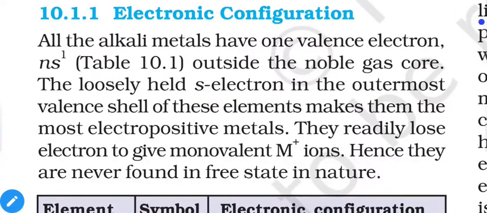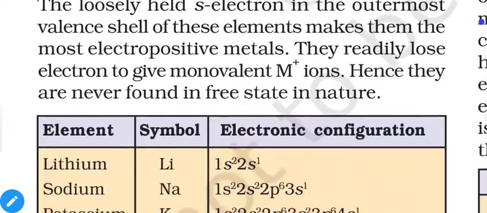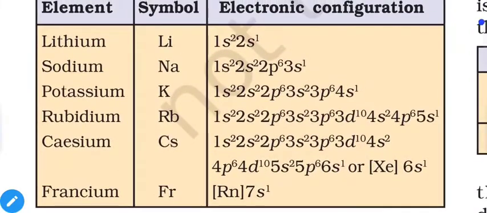And that's why these metals form M plus ions. Their electronic configurations are as mentioned here. These metals are highly electropositive. As we can see, all of these metals contain one extra electron compared with the noble gas electronic configuration. If we remove this one electron, the remaining electrons show a noble gas-like electronic configuration.